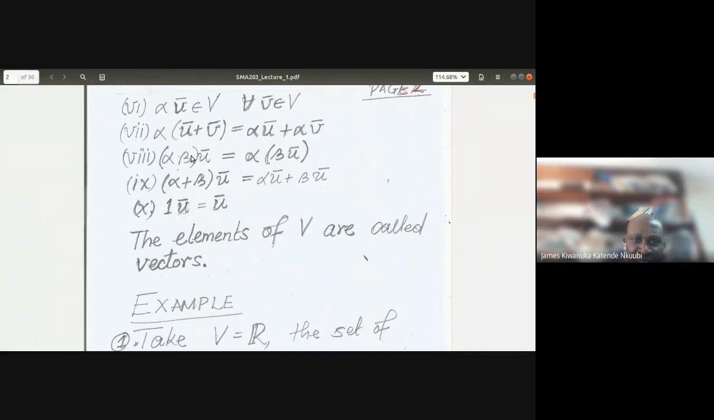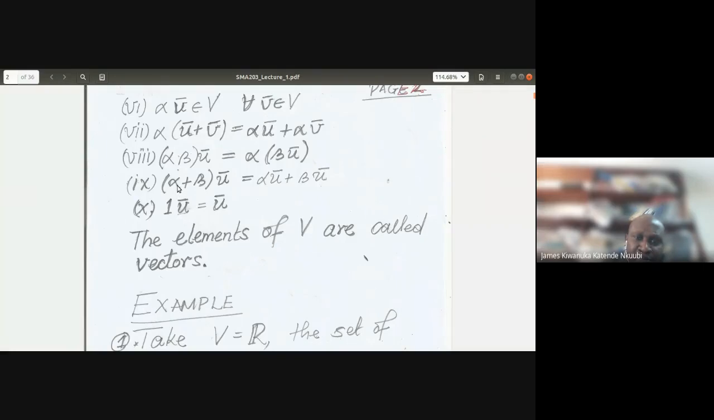The 8th property here says if you have two scalars, alpha and beta, which are numbers, you multiply them first, then you multiply by a vector. It's the same as putting the brackets: you can multiply the vector by beta first and then multiply by alpha. It will still work and give you the same answer.